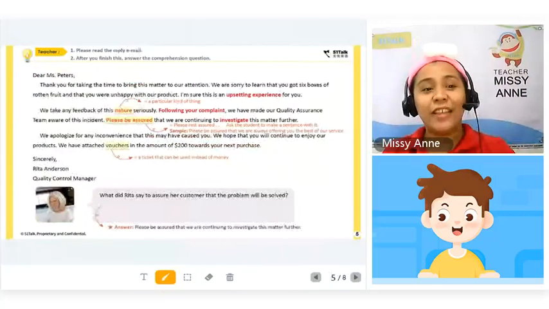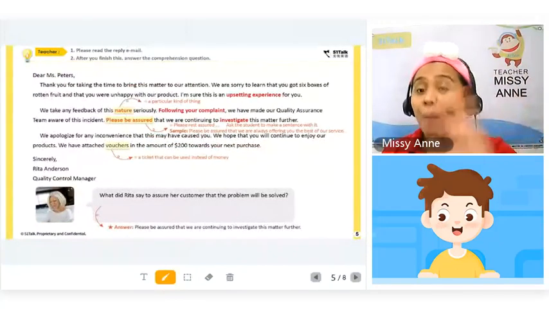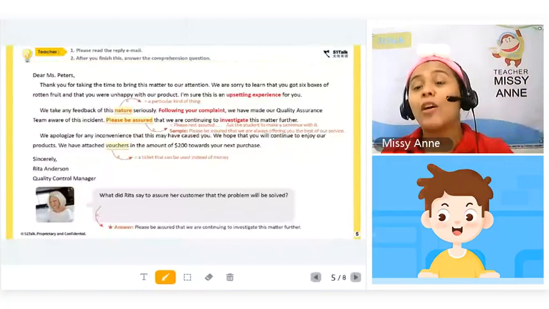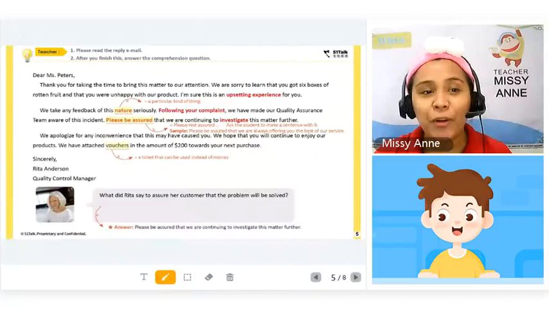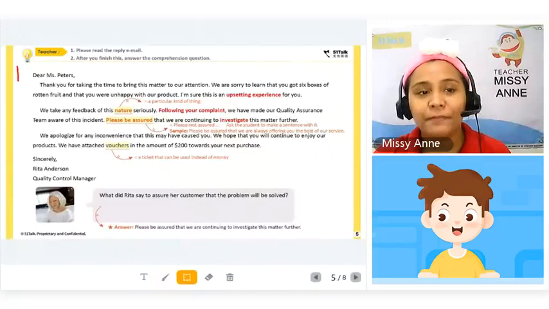All right. Okay, this is another case of complaint, a customer complaint for a faulty product. Okay, another email complaint. Let's read, Fiona. Dear Miss Peters, thank you for taking the time to bring this matter to our attention. We are sorry to learn that you got 6 boxes of rotten fruit and that you were unhappy with our product. I'm sure this is an upsetting experience for you.